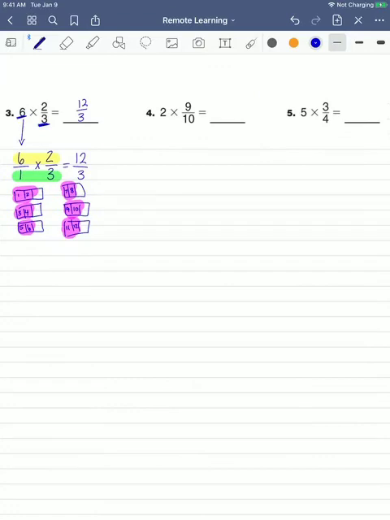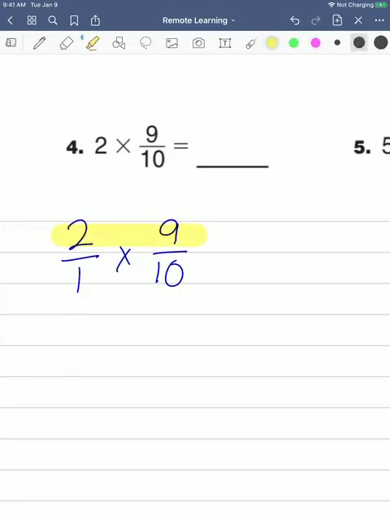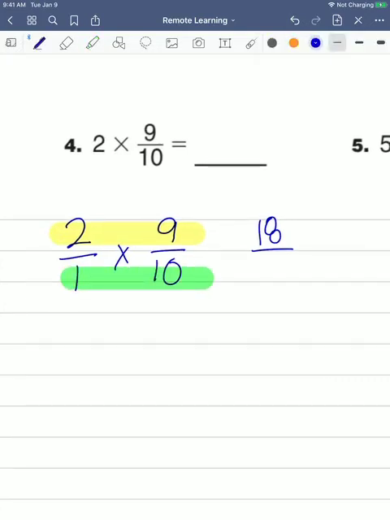All right, the next problem is 2 times 9/10. So again, I'm going to write 2 over 1 times 9 over 10. This is the last one I'm going to do, and I want you to do the next one. 2 times 9 is 18. And 1 times 10 is 10. So my answer, even though it's improper, is 18 over 10.